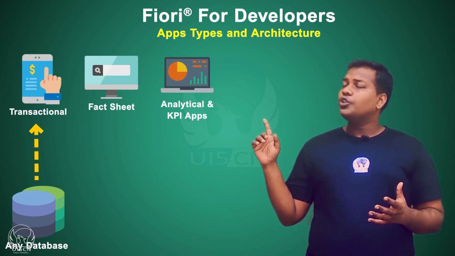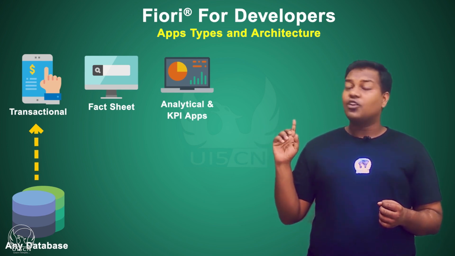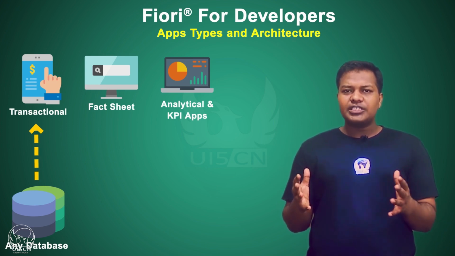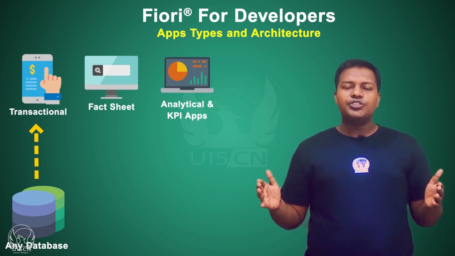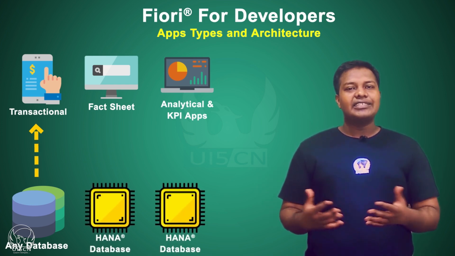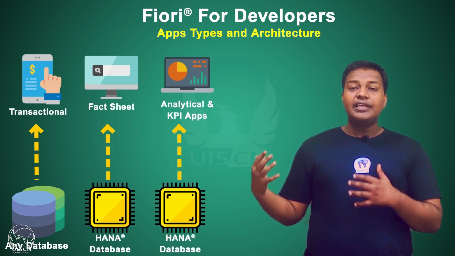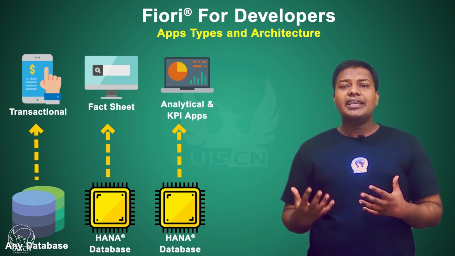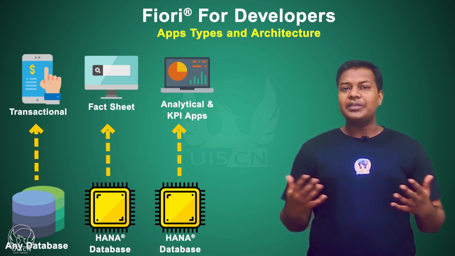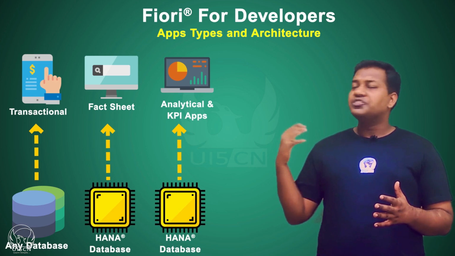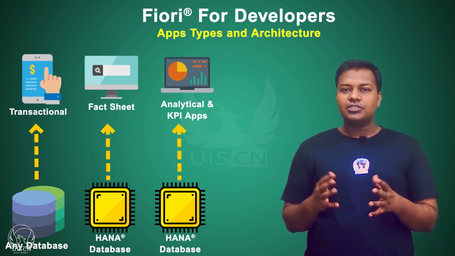And when it comes to your fact sheet application and your analytical application, you need to do a lot of processing and go through a huge volume of data, which is only possible if you have SAP HANA. And therefore, the fact sheet, analytical and KPI based applications can only be run with SAP HANA as the backend. So this is how these three broad categories of application are.